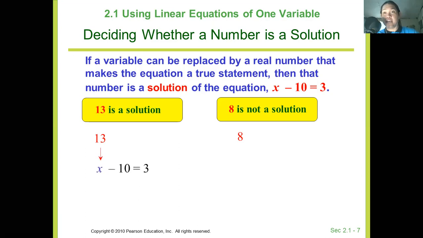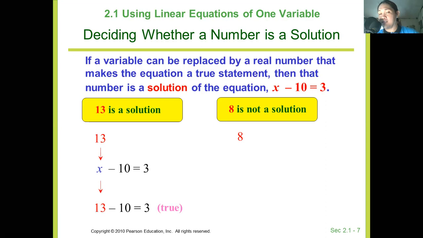Okay. Again, our equation is x - 10 = 3. Let's try to substitute. How? Just replace the variable with the value 13. So we have 13 - 10 = 3. Then solve for the left side of the equation. 13 - 10 is 3. Therefore, 3 = 3, and that makes the statement true. So 13 is a solution.